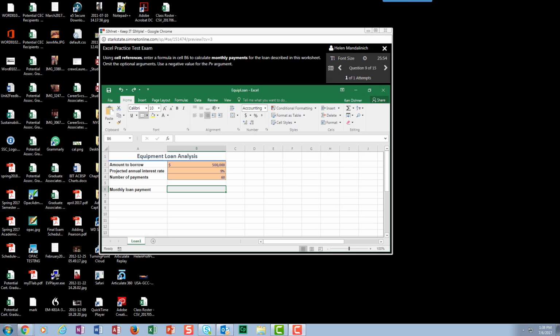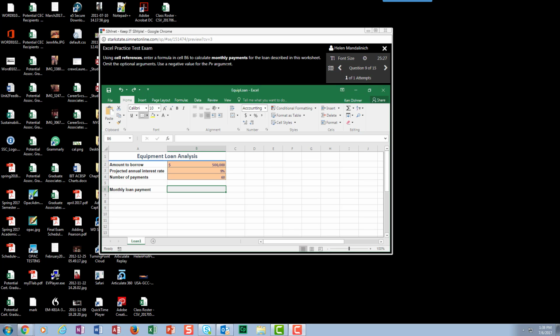The one that I had a couple questions on is: use cell references, enter a formula in B6 to calculate monthly payments. So that's the key right there. We're going to use the PMT function because the PMT tells me the payments. So for monthly payments for the loan described in this worksheet, omit the optional argument, use a negative value for the PV argument.